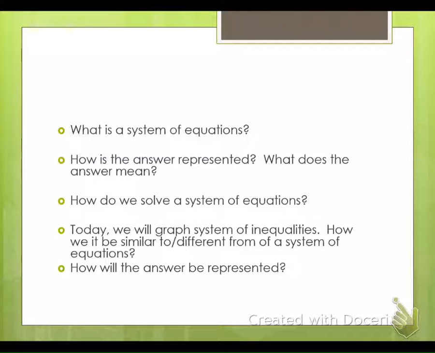So we know, what is a system of equations? Tell me what the answer to that is. Hannah, what's a system of equations? Two or more equations, right? So we know the system of equations is two or more equations. So if you have to write your own system of equations, which I ask you to do sometimes, you need two or more equations. And they both have the same solution.